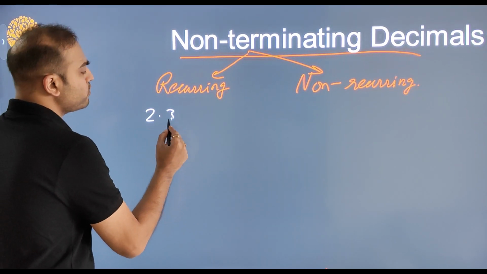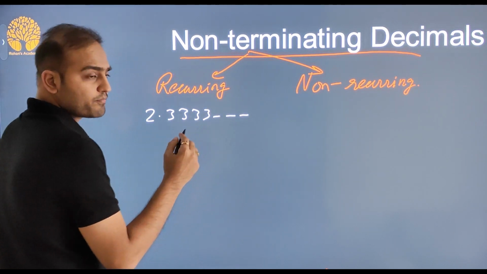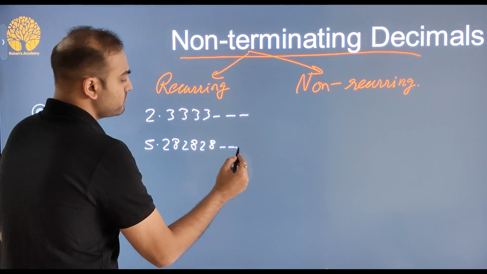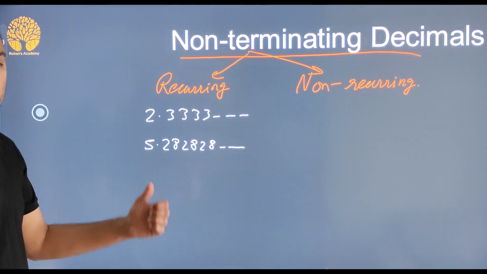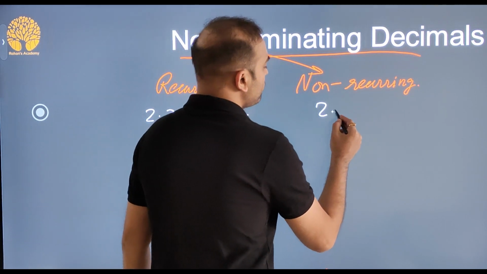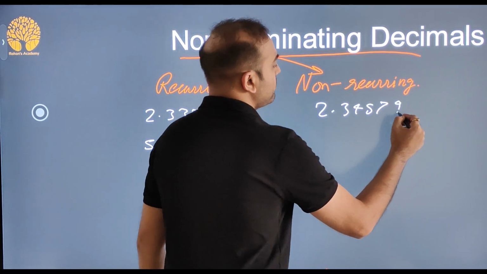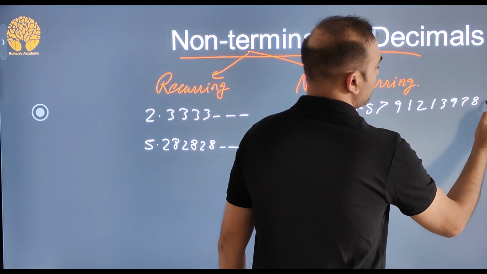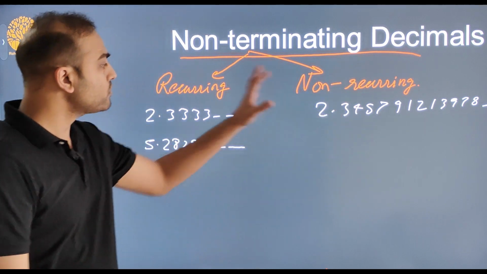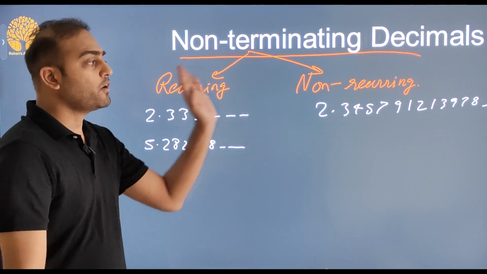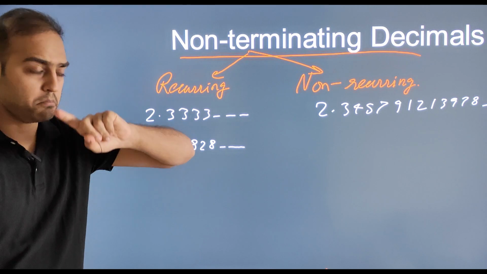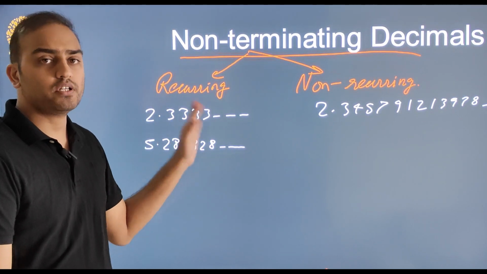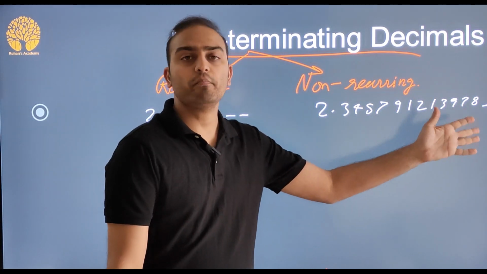For example, 2.333, and so on, or 5.282828, and so on. These values repeat. Non-recurring would be 2.3457912139778. Both of these values do not stop, they go on till infinity, but here the values form a pattern, they start repeating after certain values. Here there is no pattern.